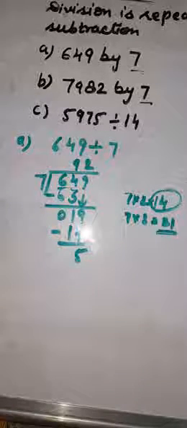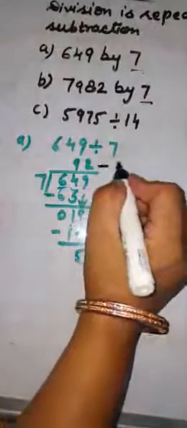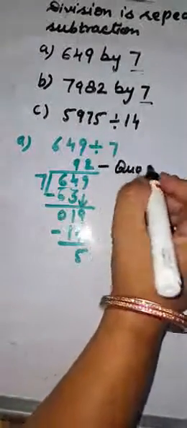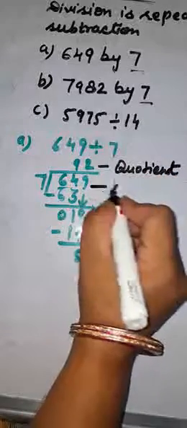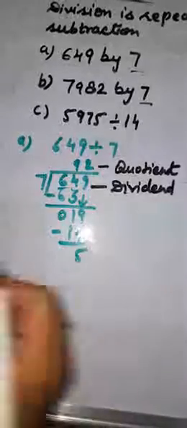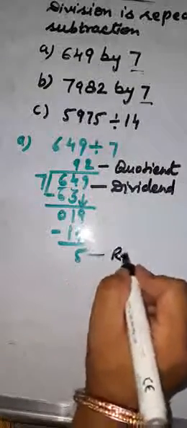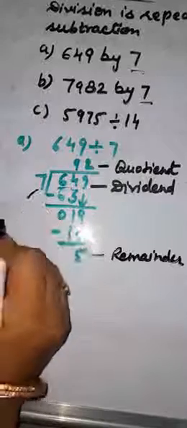It means in this question, we have a quotient, and this is the dividend, and this is the remainder, and this is the divisor.